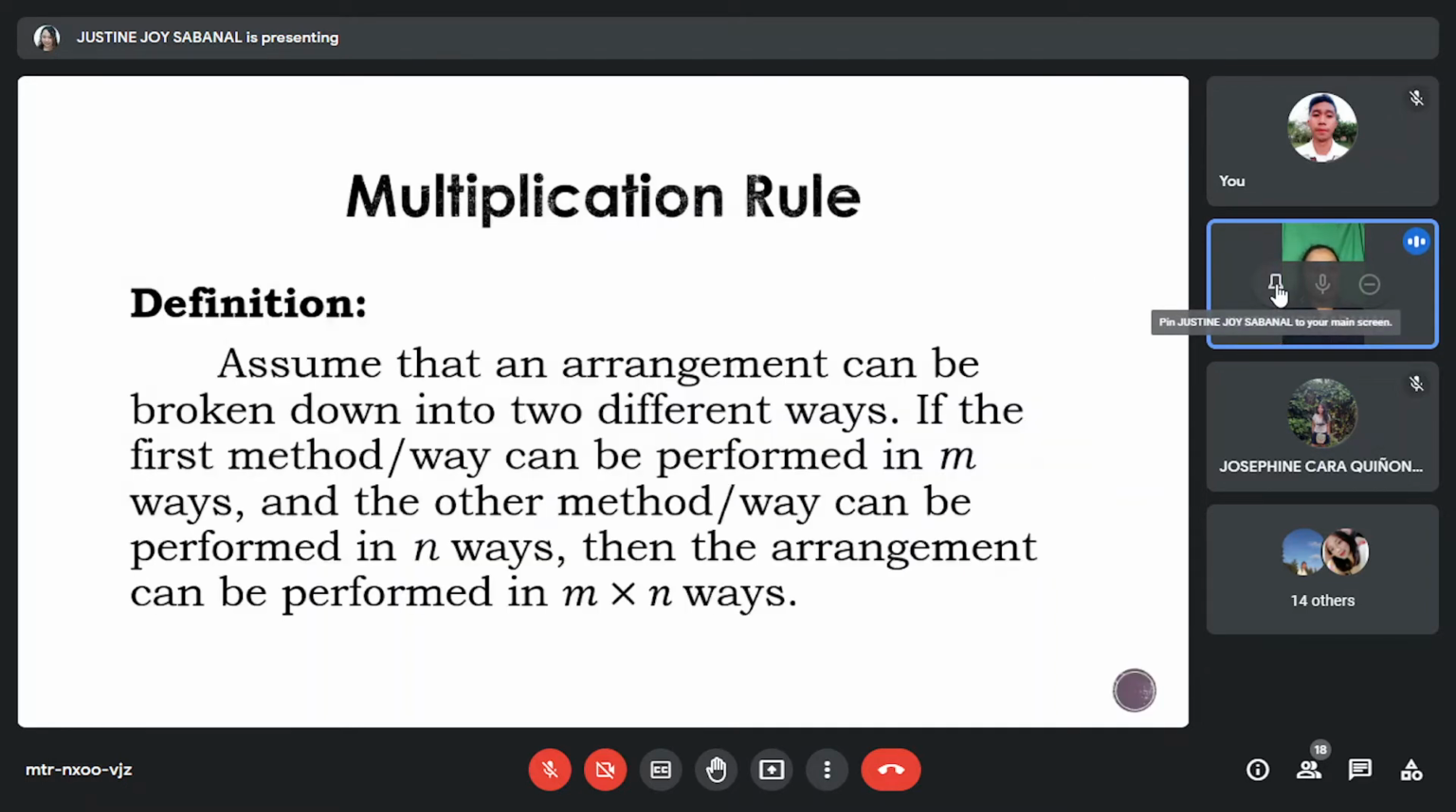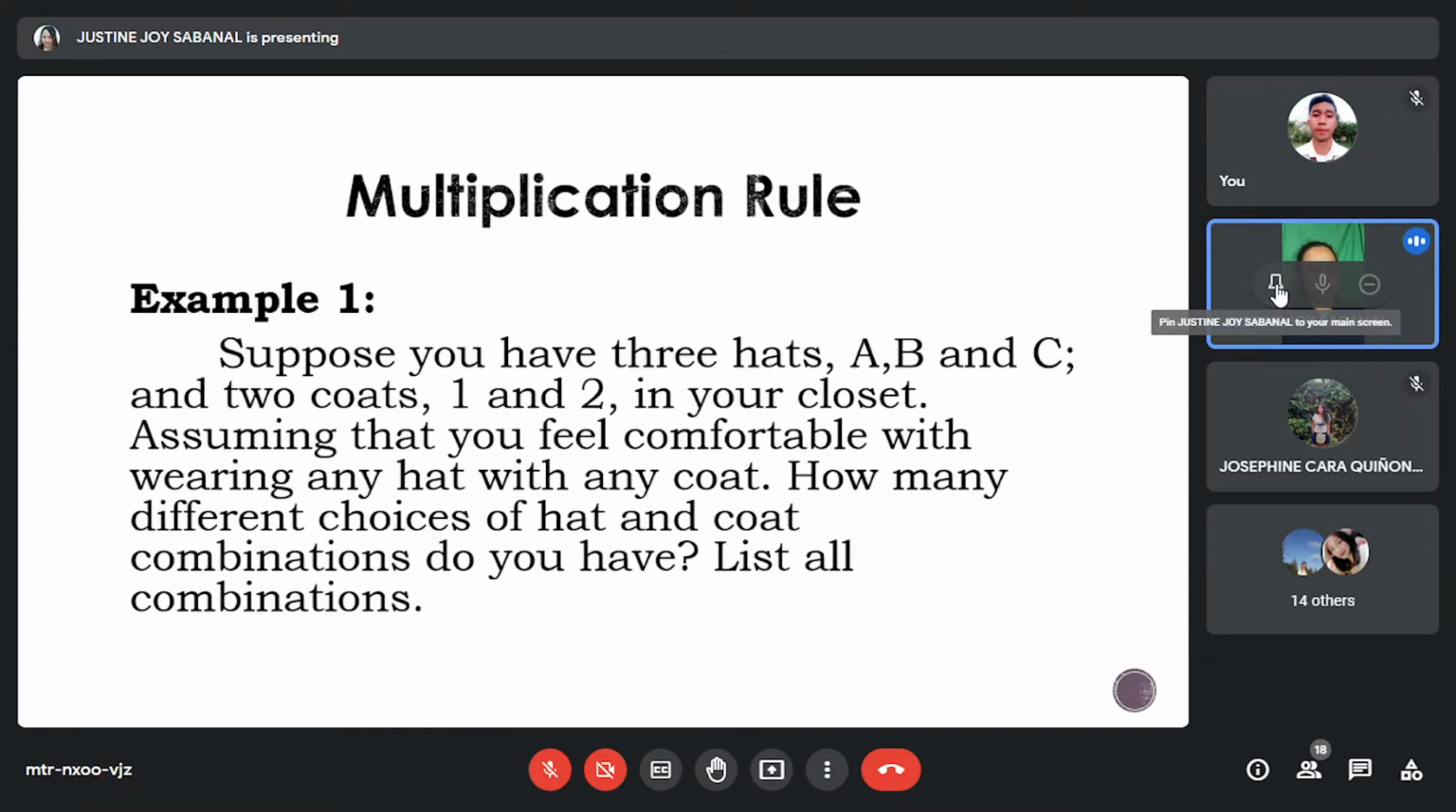So, the first rule that we have here is the multiplication rule. So, it says that you assume that an arrangement can be broken down into 2 different ways. So, if the first method or way can be performed in M ways and the other method or way can be performed in N ways, then the arrangement can be performed in M times N ways. So, ang kailangan mo lang tingnan is the number of objects or the number of possible result kung yan ay sa experimentation natin kinagawa.